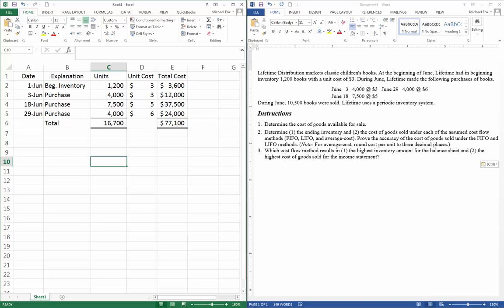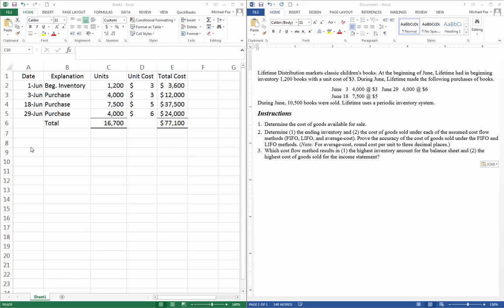All right, number two. Determine the ending inventory and the cost of goods sold under each of the assumed cost flow methods: first in, first out, last in, first out, and average cost. Prove the accuracy of the cost of goods sold under the FIFO and LIFO methods. Note for average cost, round cost per unit to 3 decimal places.